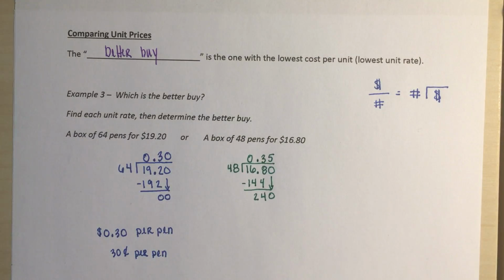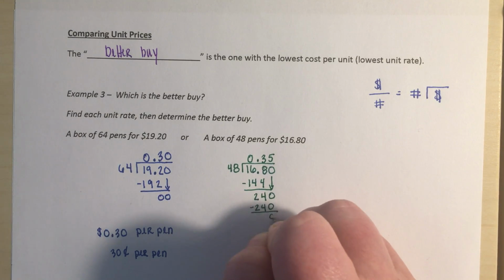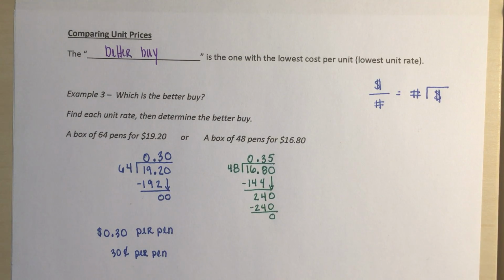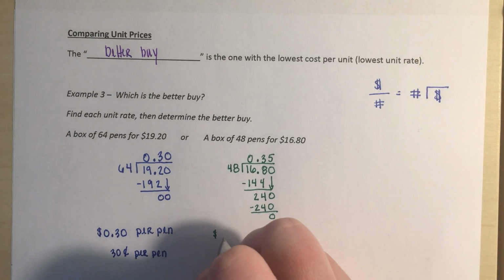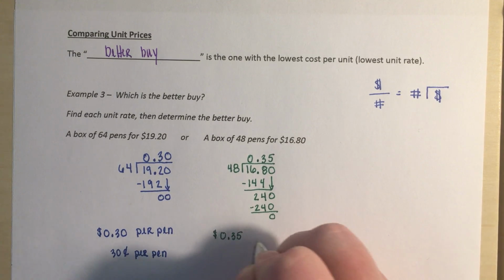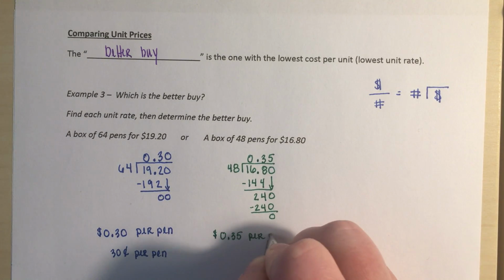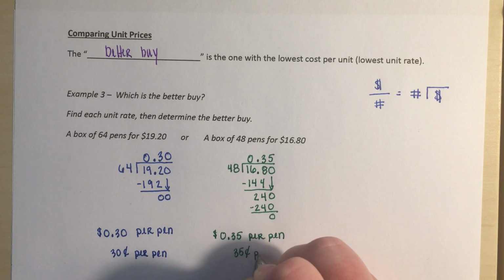Again, if these don't work out to be exact, you can always add more zeros and keep dividing until you have something that looks like money or rounds to the nearest appropriate place value or something along those lines. So our unit price for this box is $0.35 per pen, or 35 cents per pen.